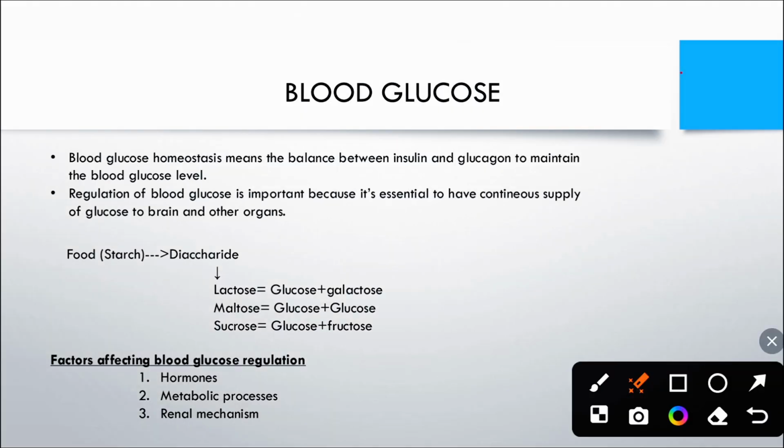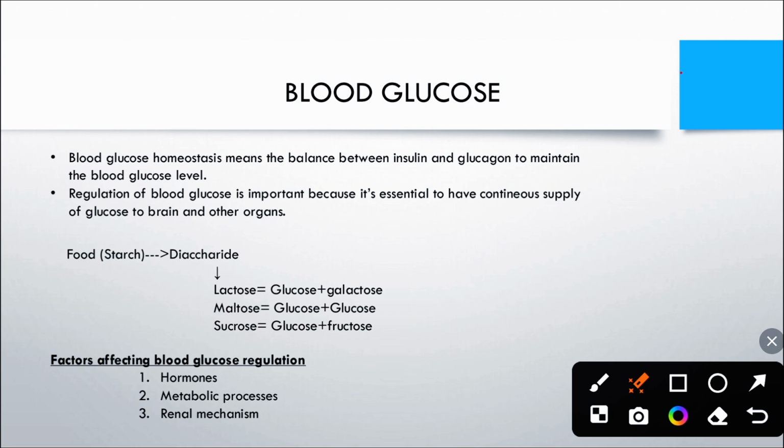Blood glucose homeostasis means the balance between insulin and glucagon that maintains the blood glucose level. The regulation of glucose is important because it is essential to help the continuous supply of glucose to the brain and other organs. That means glucose is very necessary for various works in day-to-day life.